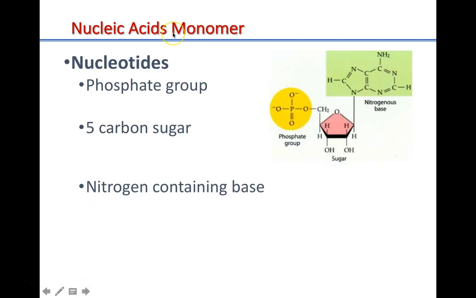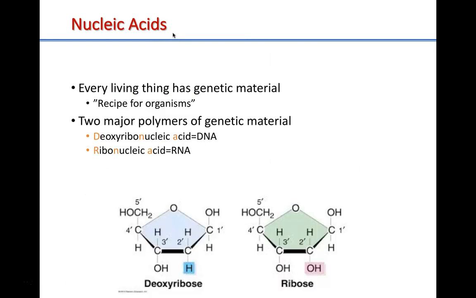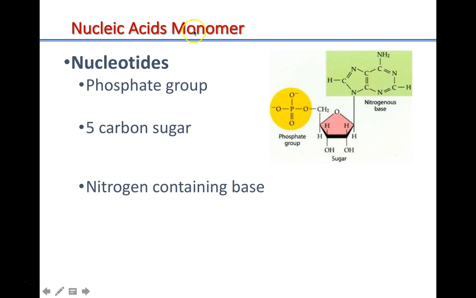So a monomer, remember, this whole section is about macromolecules. Our polymer, like I said, is the DNA or the RNA itself, but the individual monomer of a nucleic acid is called a nucleotide. It is made up of three components: a phosphate group, which you see here in yellow, a 5-carbon sugar, pink, and a nitrogen-containing base, or sometimes you see nitrogenous base, in green.